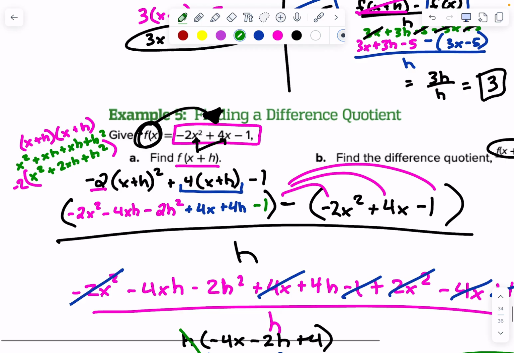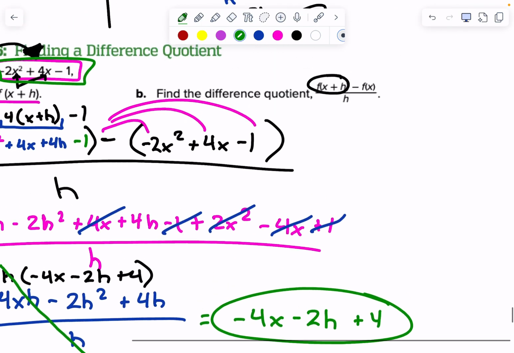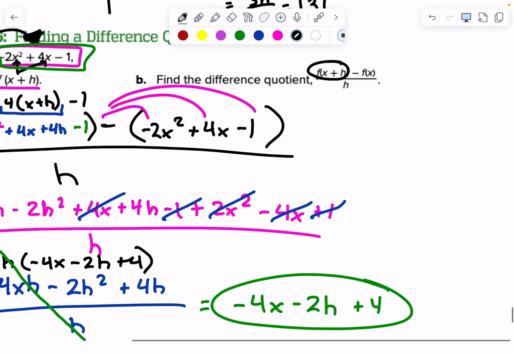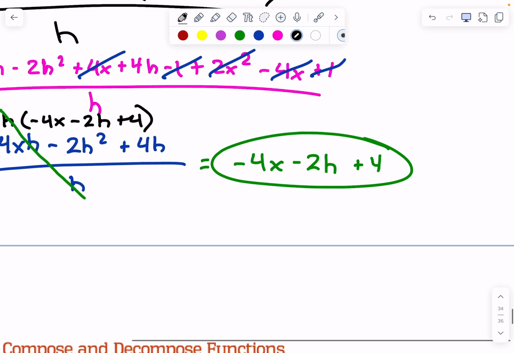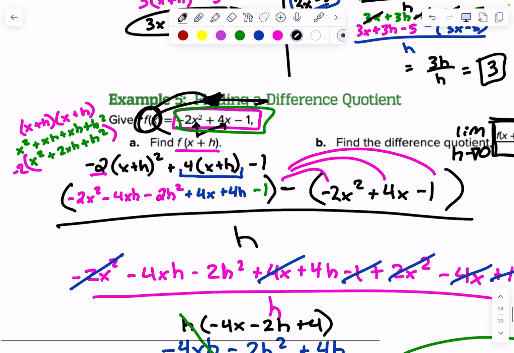Now, that is not the derivative of this guy right here. Because what goes on the front of this difference quotient when we're finding the derivative? The limit as h approaches 0. So now, if I plug 0 in for h, don't write this down, I get negative 4x, this middle piece goes away, plus 4. Is that the derivative of this guy right here?